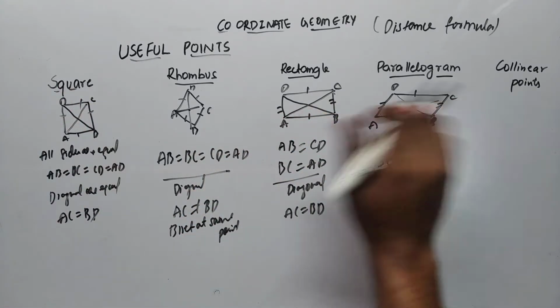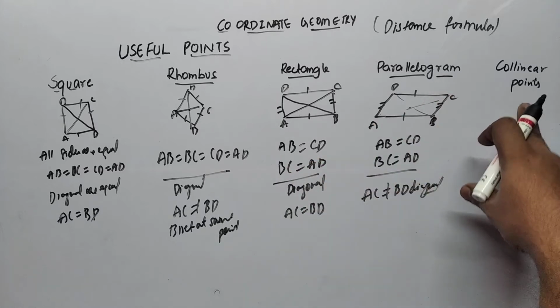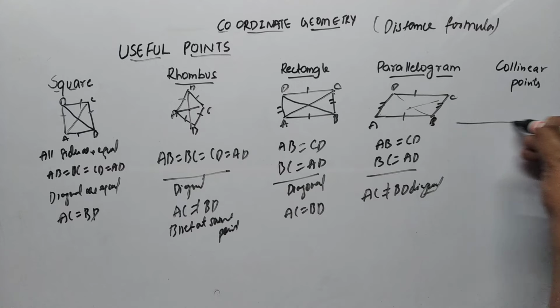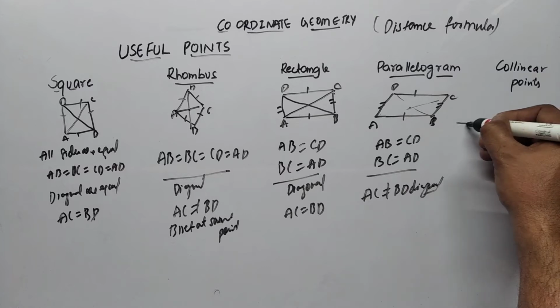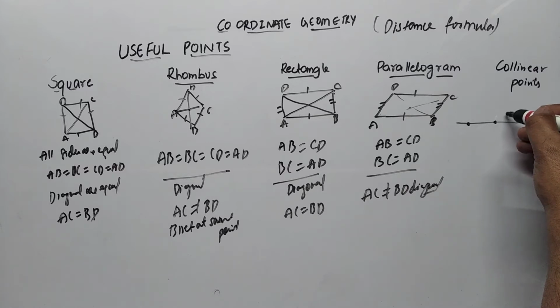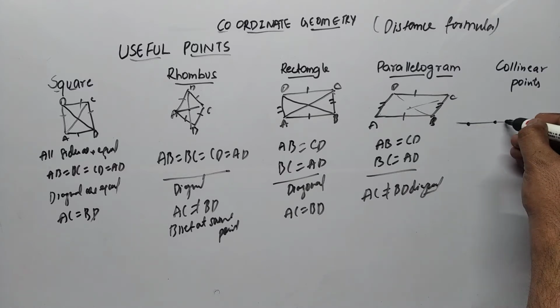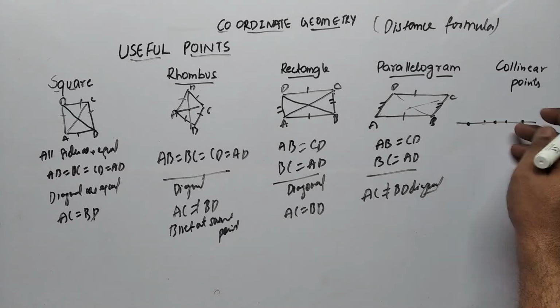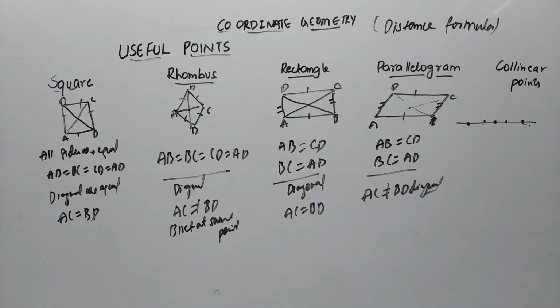Next we have collinear points. You remember collinear points: suppose we have a line, and some points are lying on the same line. If three points lie on a straight line, then these three points are known as collinear points. If you have 3, 4, or 5 points, and all the points lie on a straight line, then they are known as collinear points.